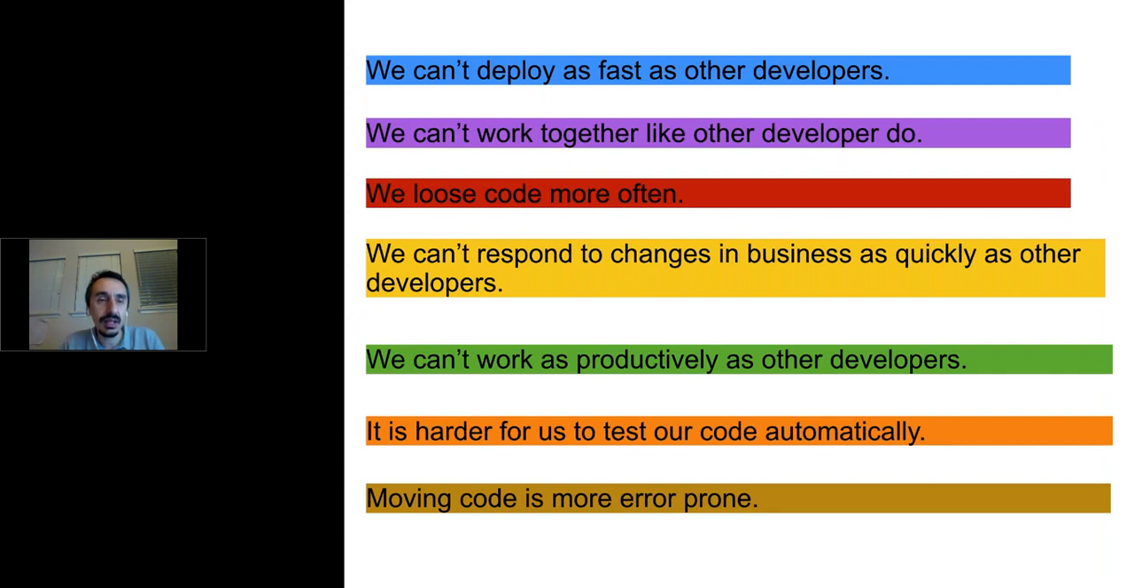So the problems, again, if we just go over them quickly, obviously you are here because you recognize the problem. As PL/SQL teams, we can't deploy as fast as other developers. It's difficult. We can't work together like other developers do. We lose code more often because people write over each other, because we share the same runtime environment. And another aspect of saying the same thing is we can't respond to changes in business as quickly as other developers. Again, one other way of saying this is that we can't work as productively as other developers.